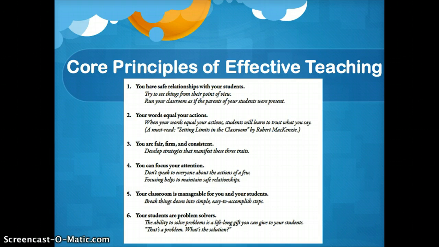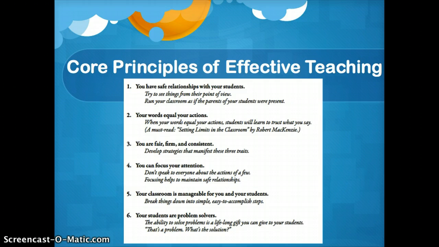4. You can focus your attention. Don't speak to everyone about the actions of a few. Focusing helps to maintain safe relationships. 5. Your classroom is manageable for you and your students. Break things down into simple, easy to accomplish steps.